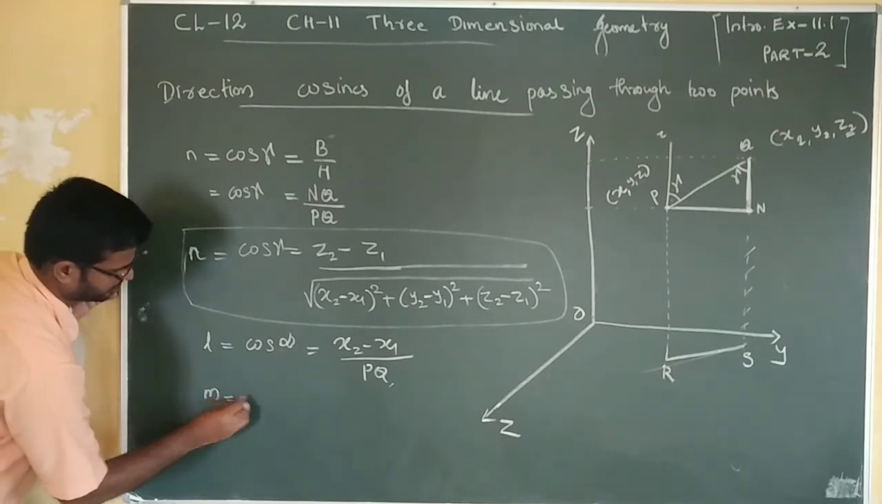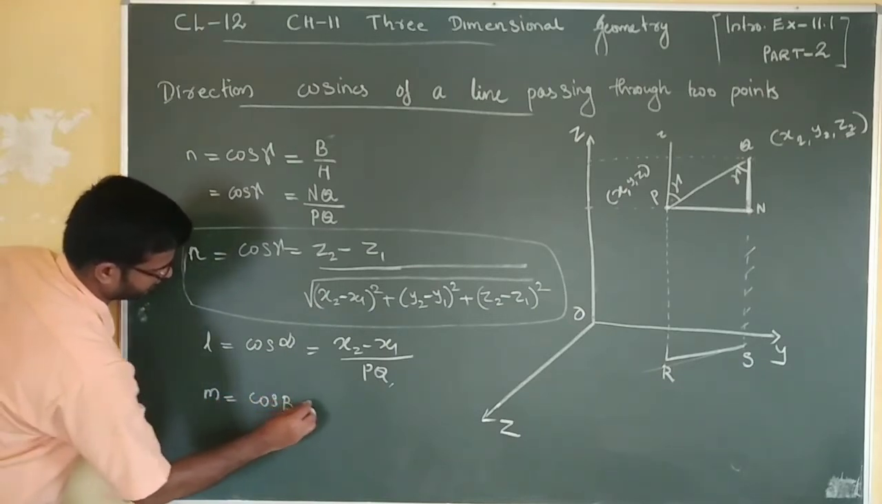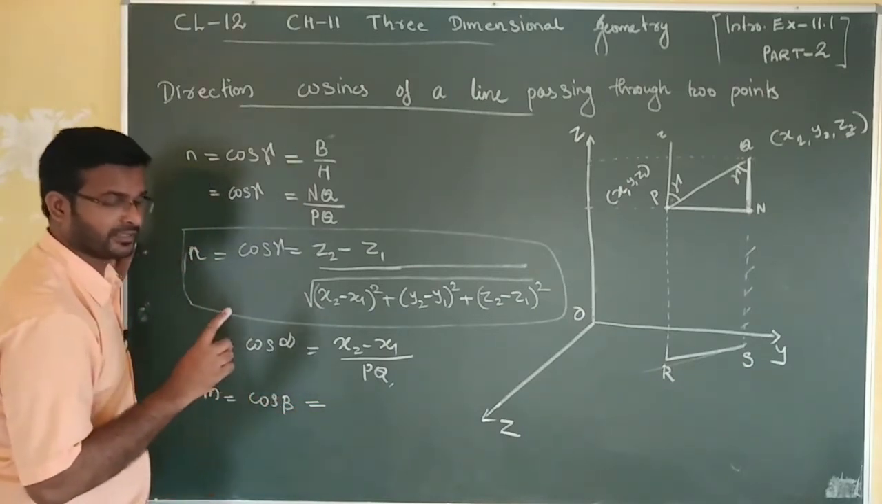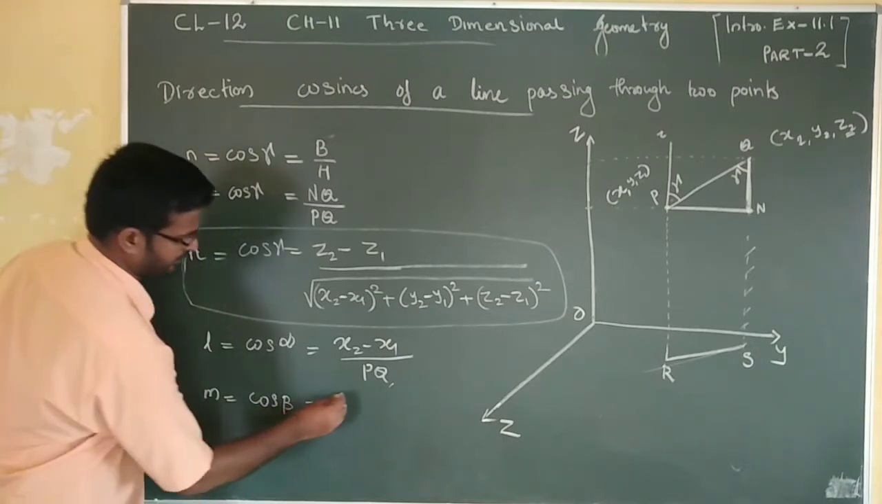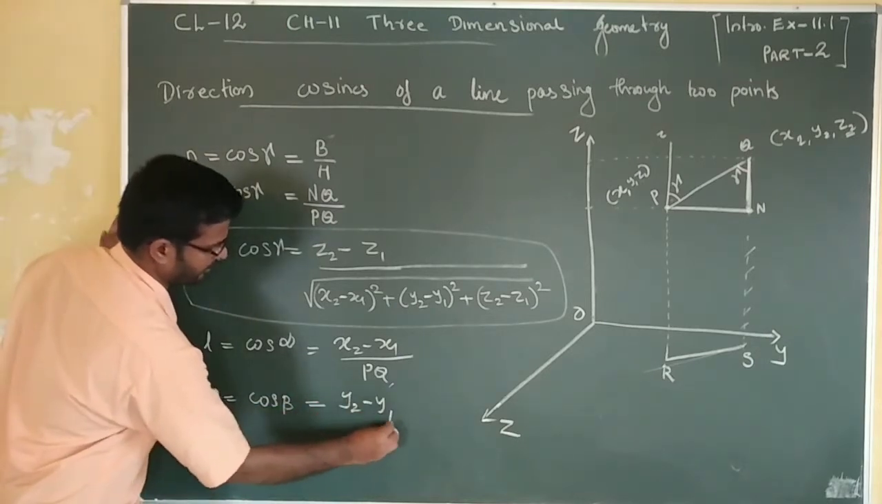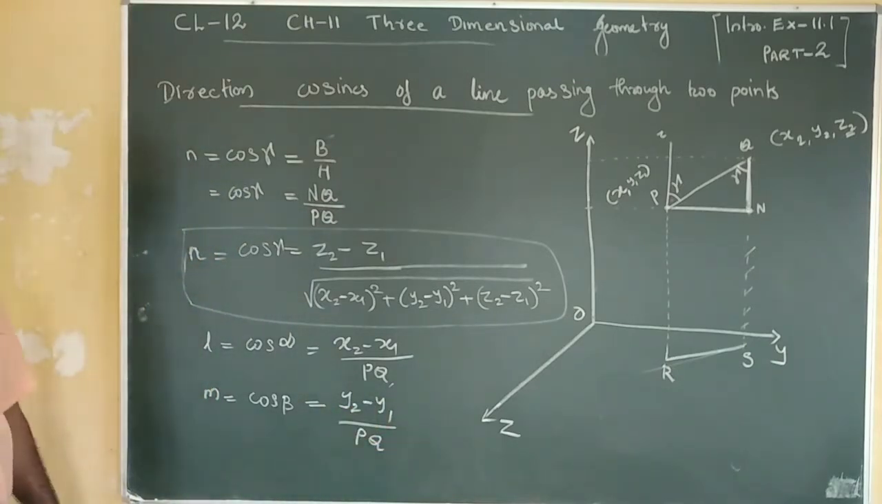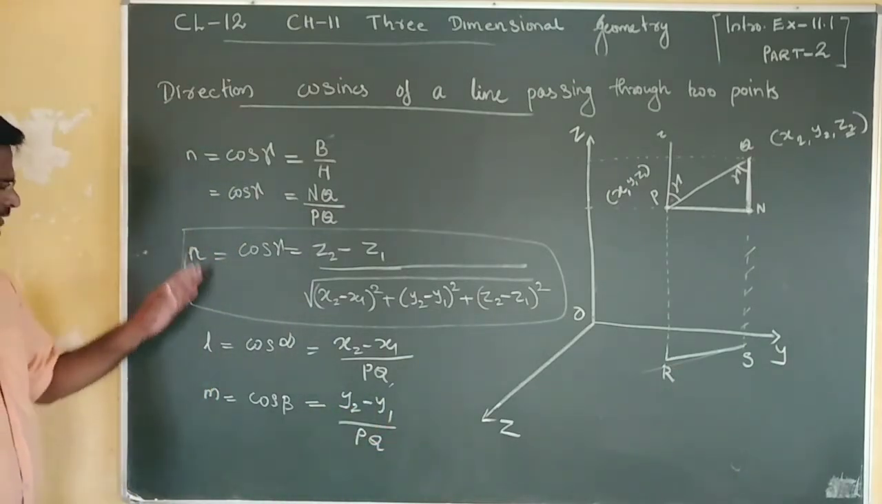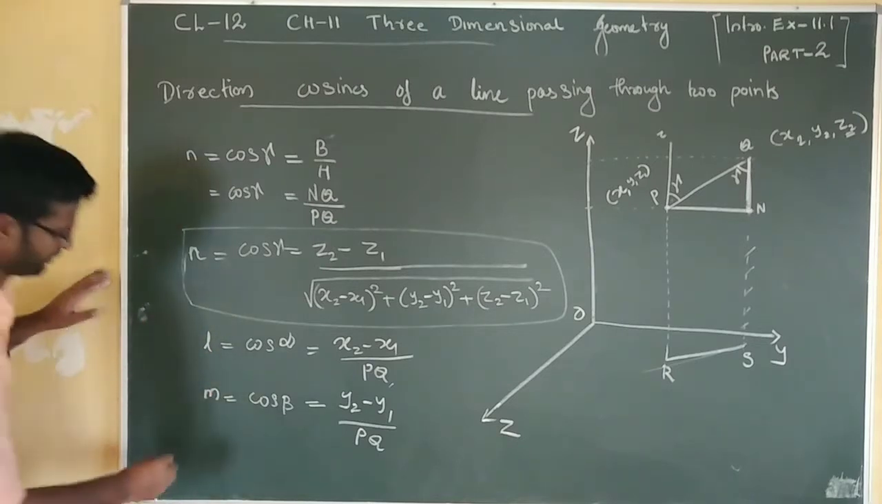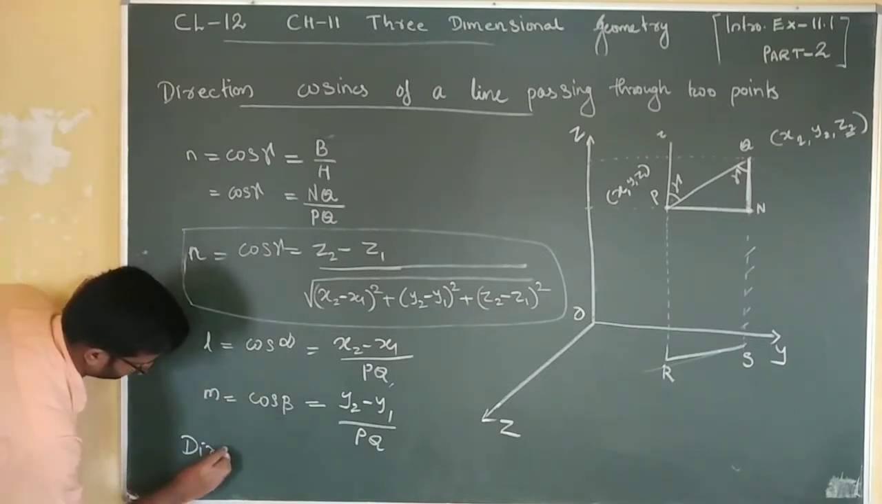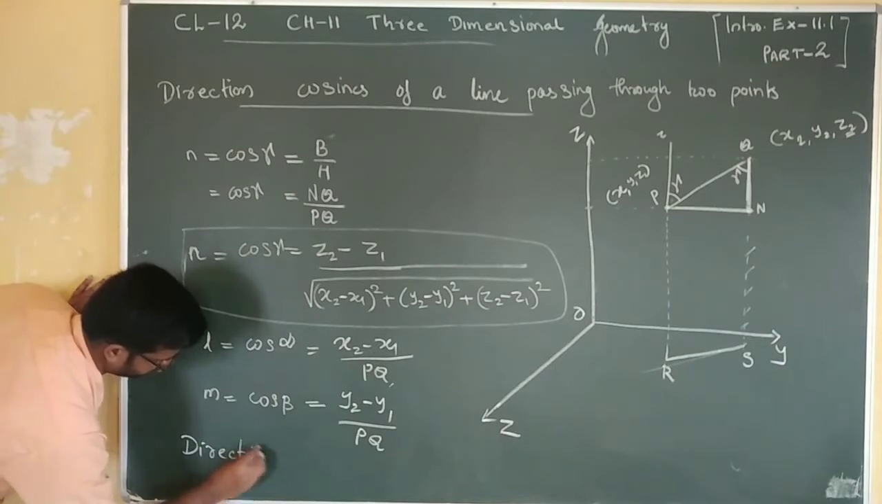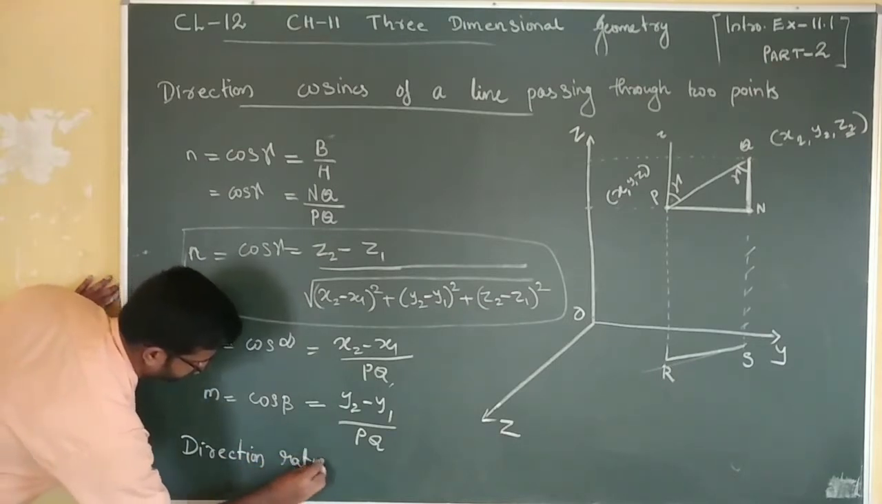Then M is cos beta. Cos beta means angle between the y-axis and our line, that is y2 minus y1 divided by PQ. These are the three direction cosines. From here we can write direction ratios also.